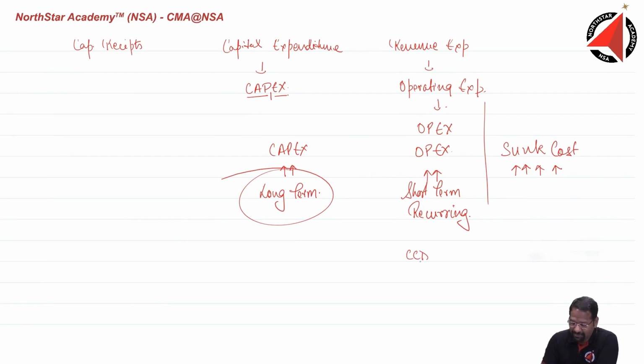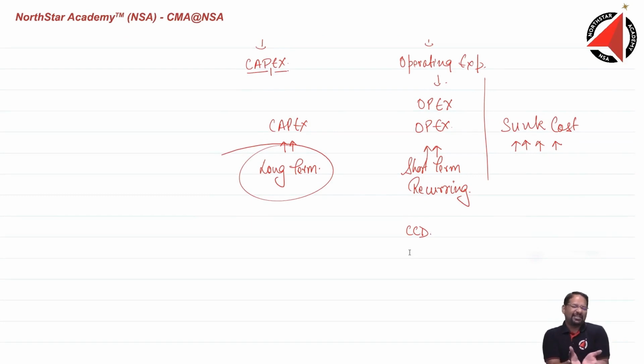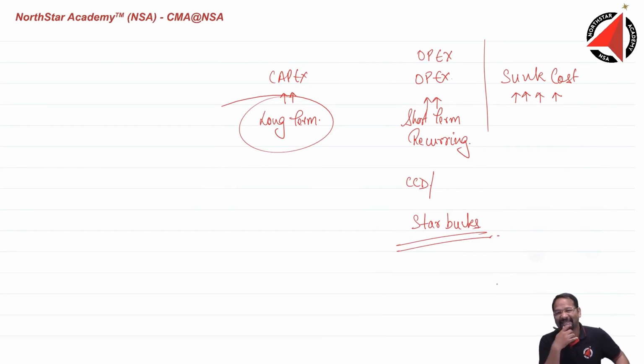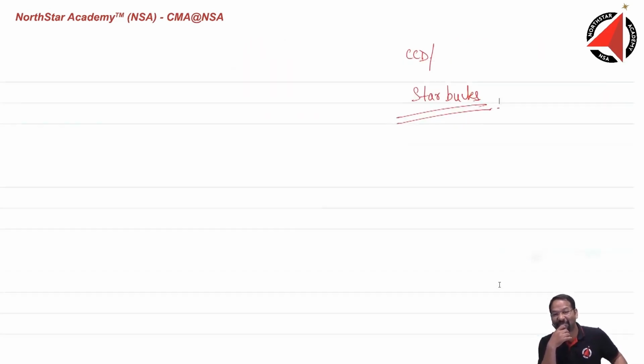And if you can afford, you have passed your CMA, you have passed your CPA exam, then CCD will be like, oh, it's not my standard, it's not my class. So maybe you would want to go to some star. You have come to NorthStar, you have passed your CMA exam, you have to go to another star because you have a lot of bucks in your pocket. So you reach Starbucks. Whatever money you are spending, again, it is operating expenditure.